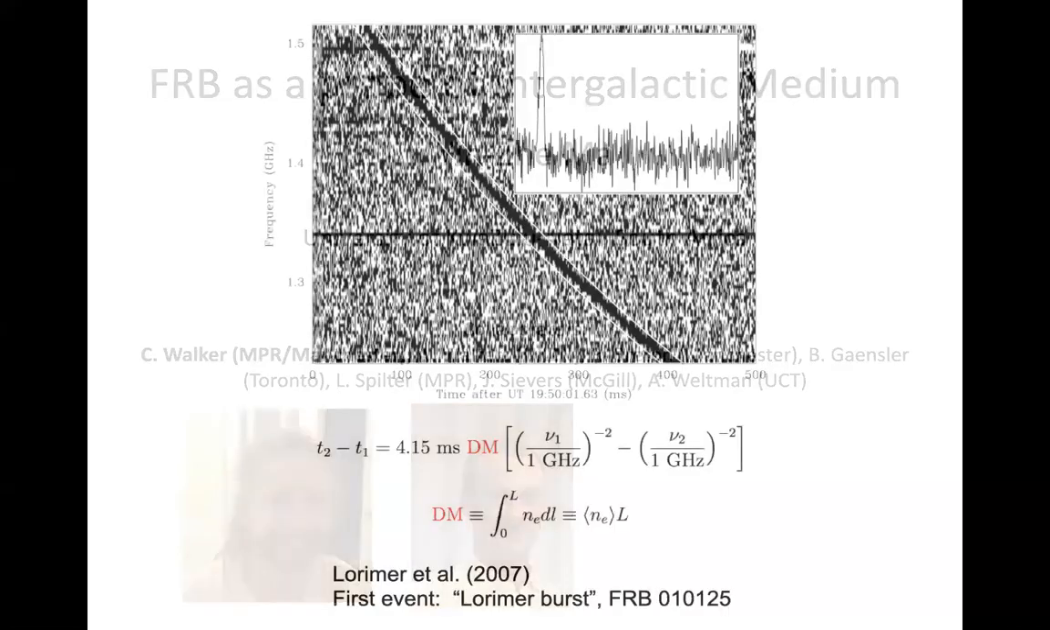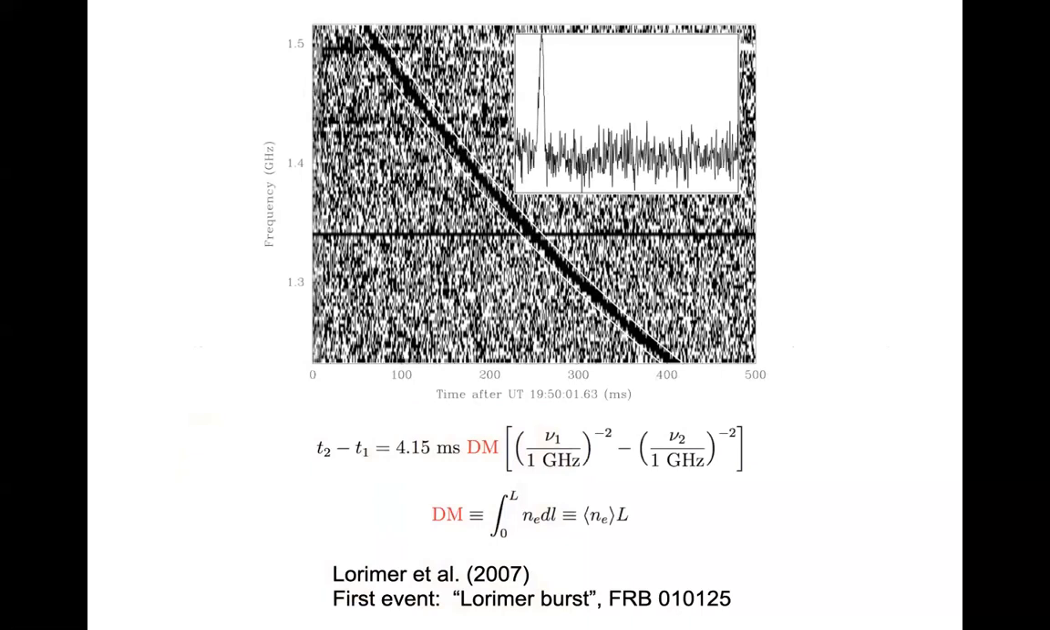FRB is a phenomenon of this very energetic, very interesting event that happened at quite a decent distance in the universe. We detect it with a multi-frequency radio telescope, and you can see a typical dispersion showing in the upper plot. Because the signal goes through plasma, whether around the host galaxy or in the intergalactic medium, the low frequency part has a delay with respect to the higher frequency part.